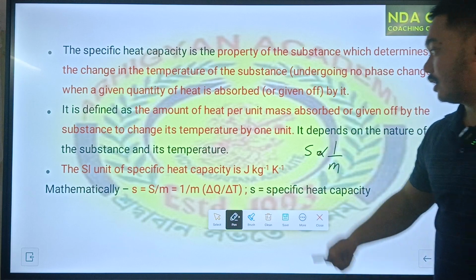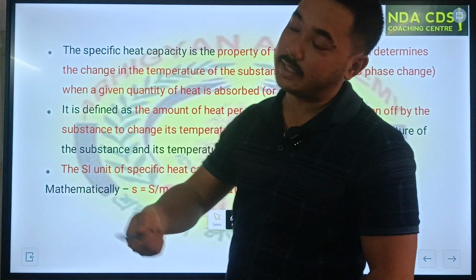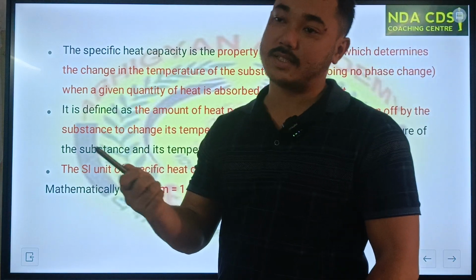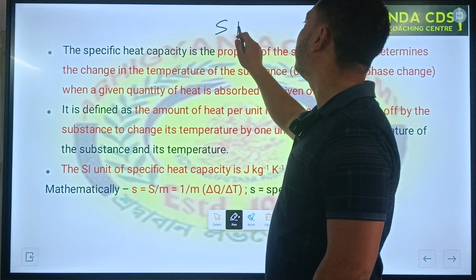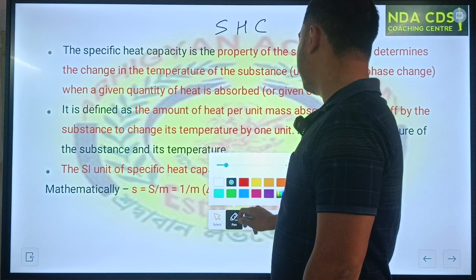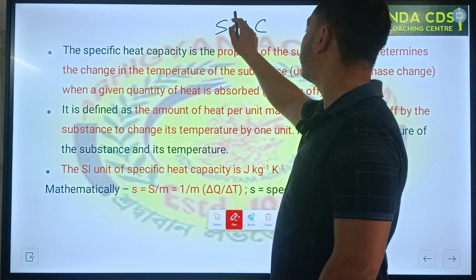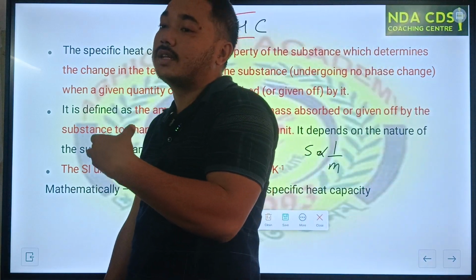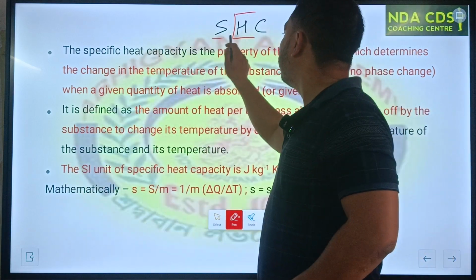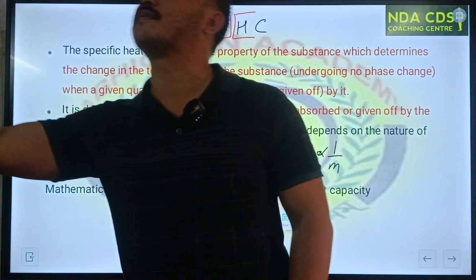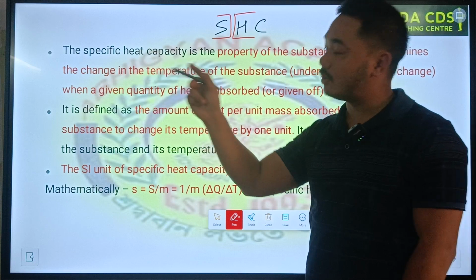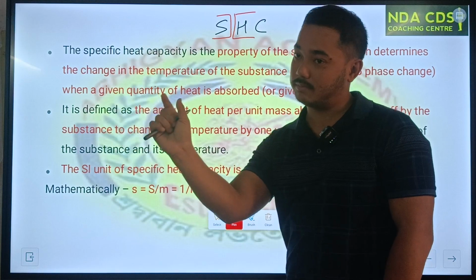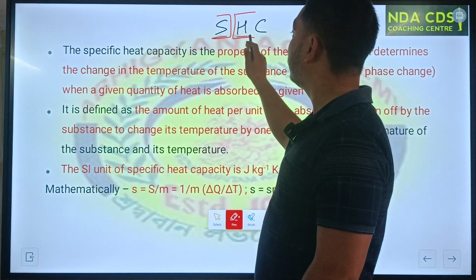Just by 1 unit, how much heat is needed to change it, and how much heat it is taking or giving off, is what we call the specific heat capacity. It's in the name. If we divide the terms, heat capacity means the capacity of that substance to absorb or give off heat. Specific means specific to that substance: how much it will take or give up is very specific to that material only. So that's why specific heat capacity.